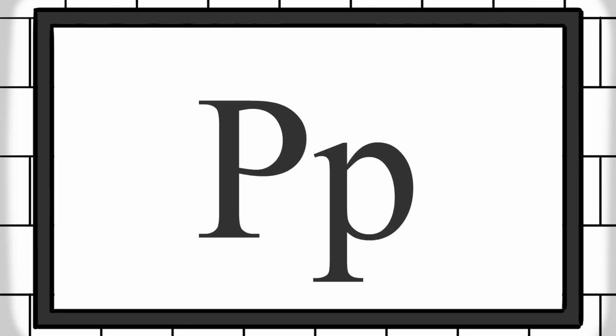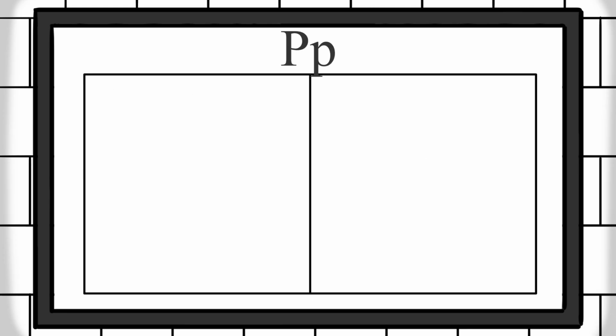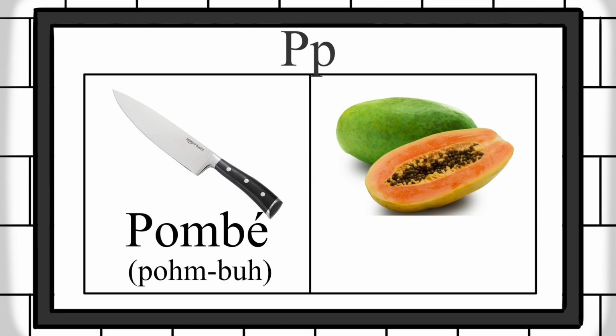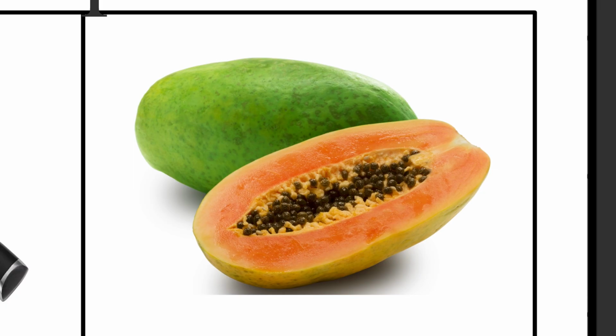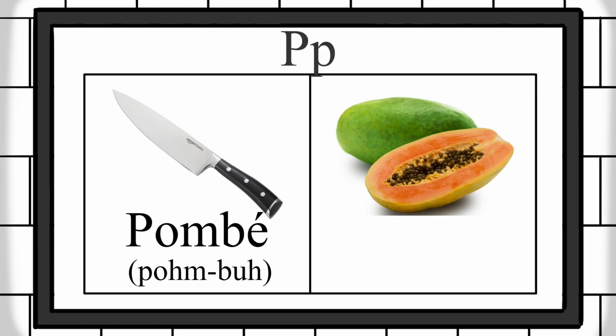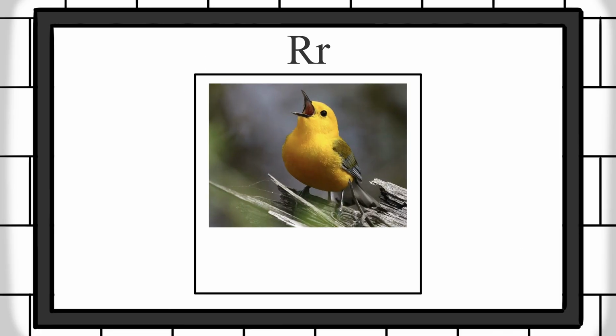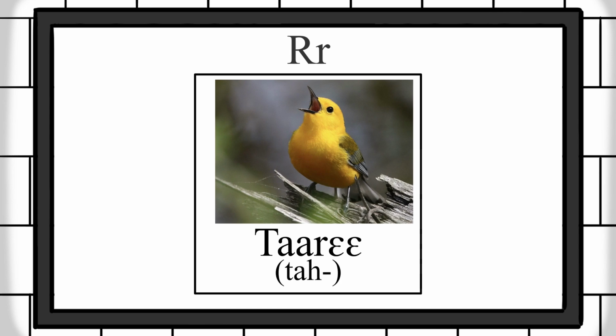And then there's P, and the two examples I have are knife and papaya. The translation for knife is pombe, pombe. And then for papaya, it's somehow shorter than the actual word, which is pop, pop. See the reverse C there? And then for R, I only have one example here, and it's of a bird, which is pronounced tara, tara.